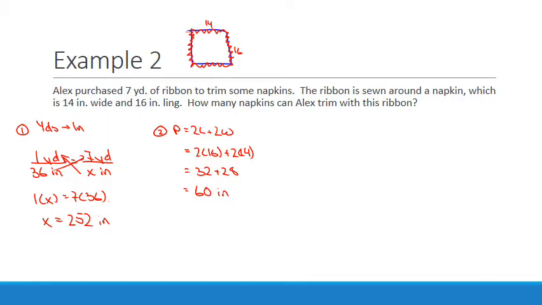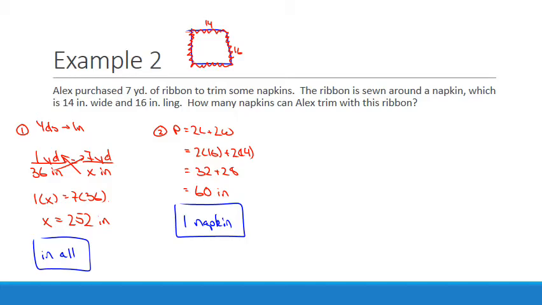So he has 252 inches of ribbon, and he needs 60 inches of ribbon for 1 napkin. So this is in all. He's got that much in all. This one is for 1 napkin. Just so we're following along at home.